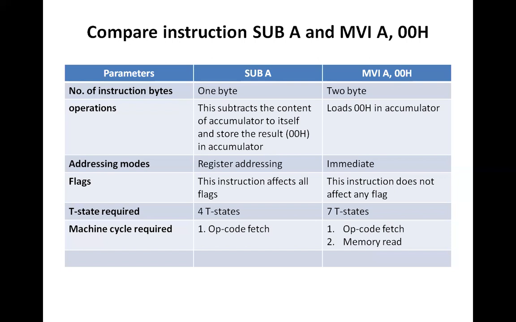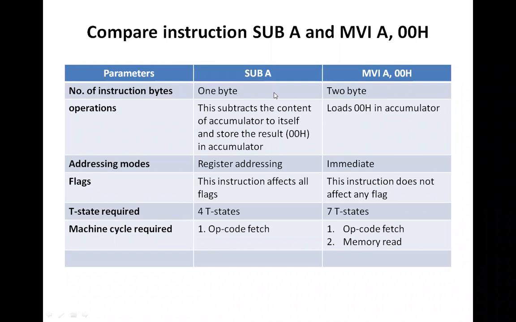But there is a difference. The first difference lies in the addressing modes. SUB A represents register addressing mode, besides MVI A, 00 represents a data transfer mode. Now, SUB A comes under the category of arithmetic instruction. MVI A comes under the category of data transfer instruction. The number of bytes consumed in SUB A is 1 byte, and MVI A, 00 is a 2 byte instruction. So there are a lot of differences.